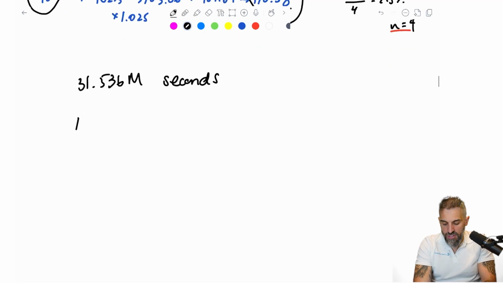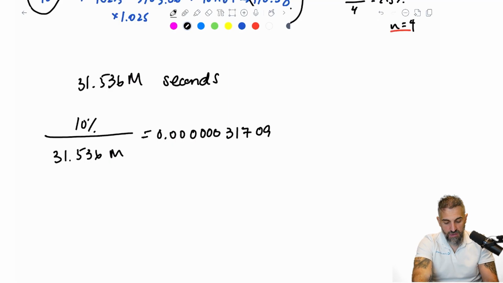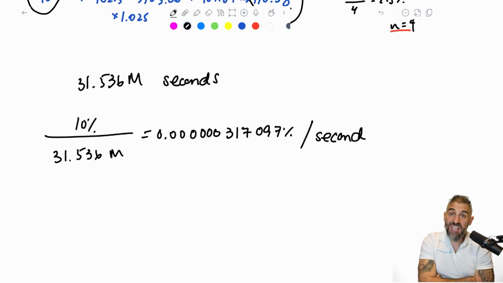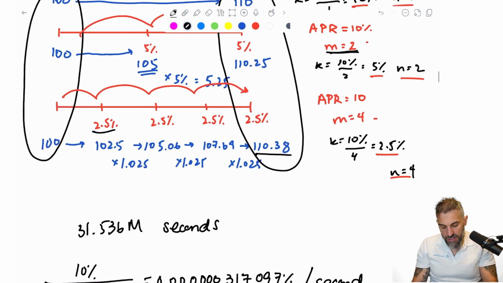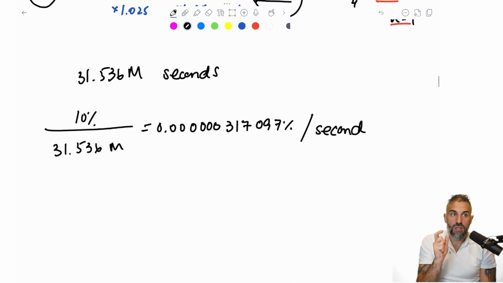Okay. So imagine that your 10% interest was divided by this number, where you were earning basically 0.00000317097 percent every second. It's still 10%, right? But we saw the effect of splitting it into smaller periods and the money grows. And so if you can split it into a per second basis, this would technically be your rate.